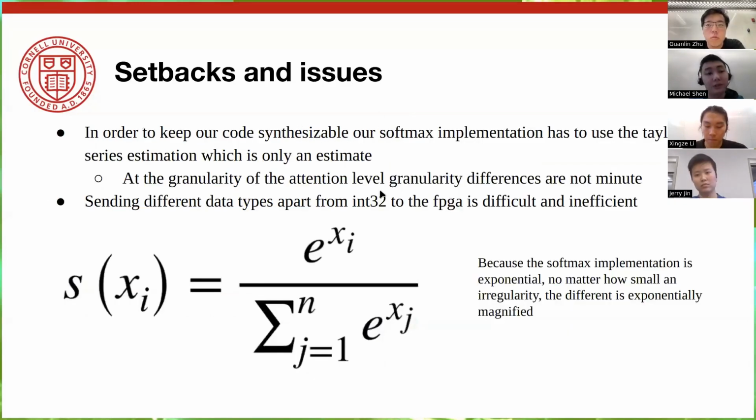There are a few issues, however, with using this Taylor series estimation. One of the main issues is that because it's only an estimation and because the values that we're working with are super small, any difference between our actual input and the estimate is going to become scaled up once we do the exponent with it. So our data quickly becomes disproportionate with our gold standard data. Another issue that we had is that when we're using different data types, sending those different data types to the FPGA is difficult and often inefficient, and this is something that we should be able to improve upon in the future.